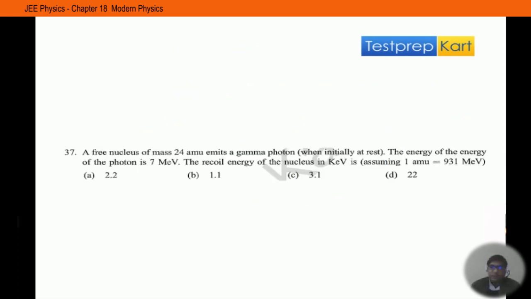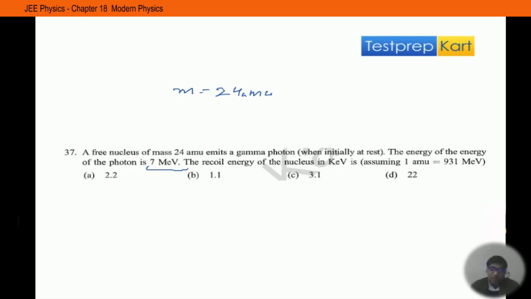Now let's see the next question. A free nucleus of mass 24 atomic mass unit emits a gamma photon, and the nucleus is initially at rest. The energy of the photon is 7 mega electron volt. Then find the recoil energy of the nucleus in kilo electron volts.